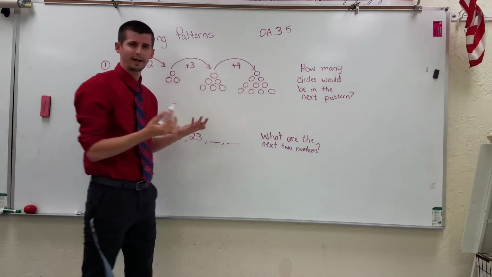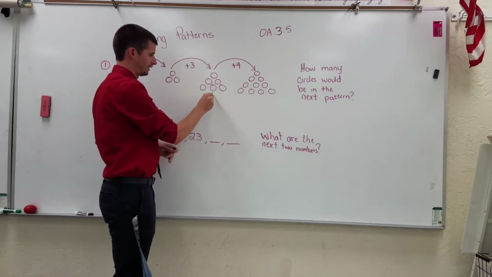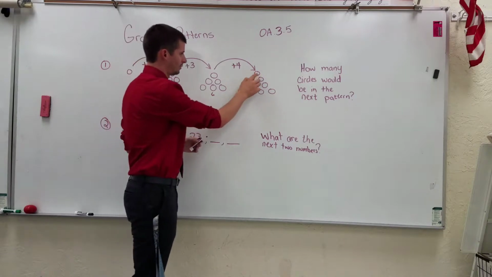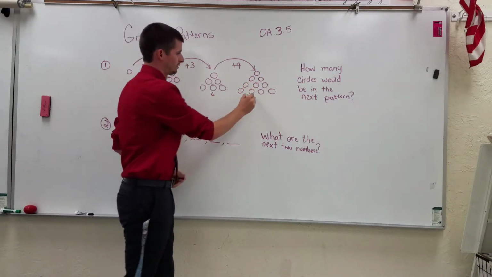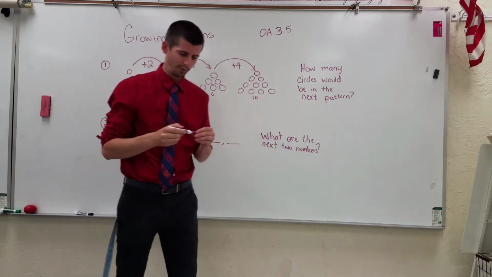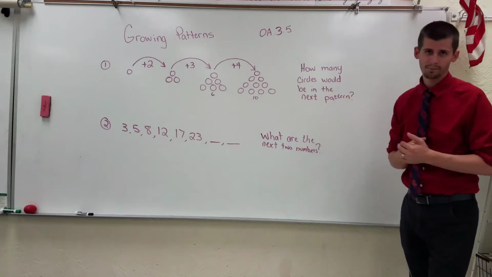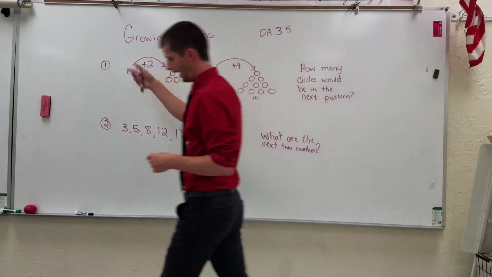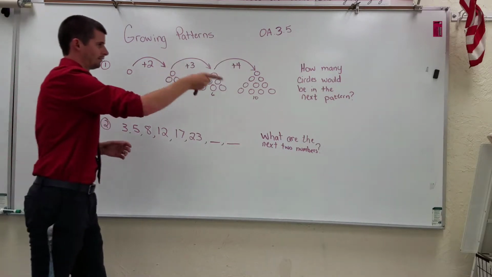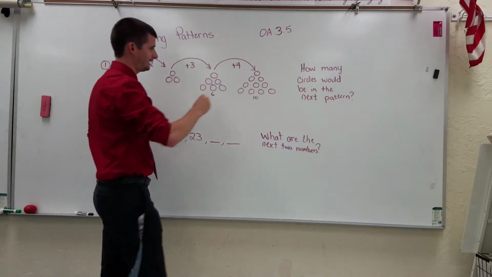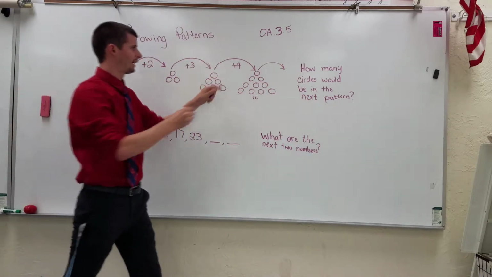All I have to do is just count how many there are. So this one I had 1, 2, 3, 4, 5, 6. This one I had 6. This one I have 1, 2, 3, 4, 5, 6, 7, 8, 9, 10. So I know that I added 4 more. Now I have enough information to figure out how many would be in the next pattern. I know I added 2, and then I added 3, and then I added 4. So to get my next one, I'm just going to add 5.